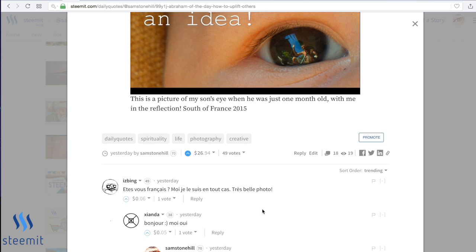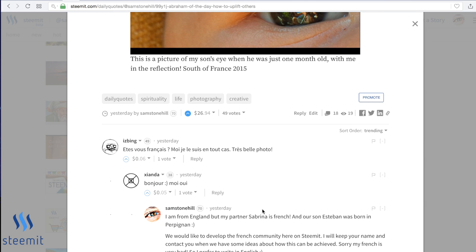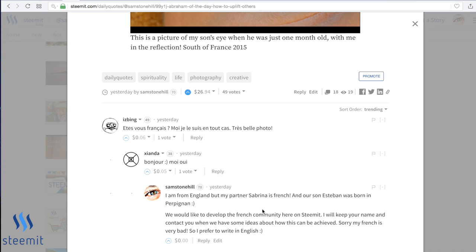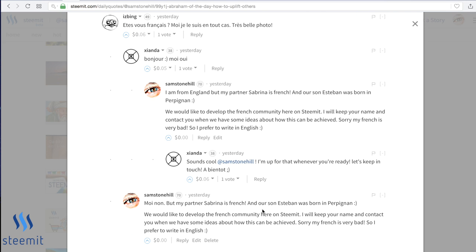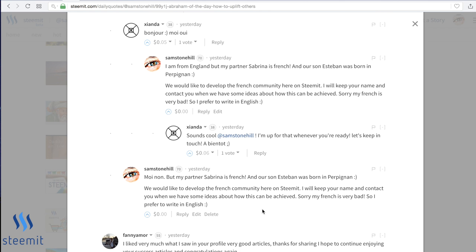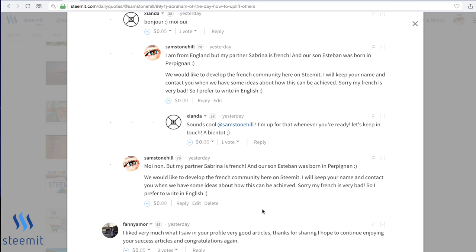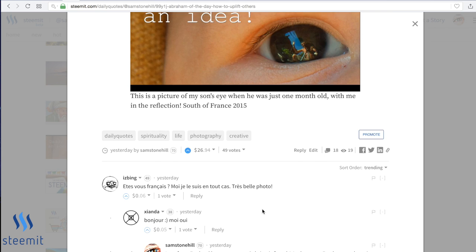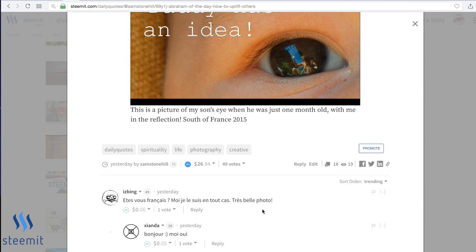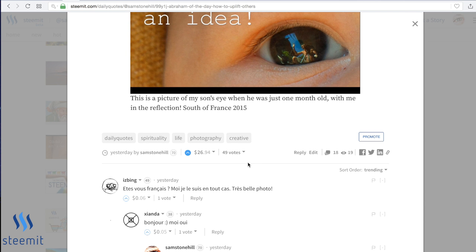And lots of French people going, êtes-vous français? Moi, je suis en tout cas. Très belle photo. Bonjour, moi aussi. Yes, because I said it was in South France. But there's a lot of French people desperate to build a community, so you guys would be very well positioned to jump on board that. But that took me 3 minutes, and I earned $30, basically. It will be $30 by the time it pays out.